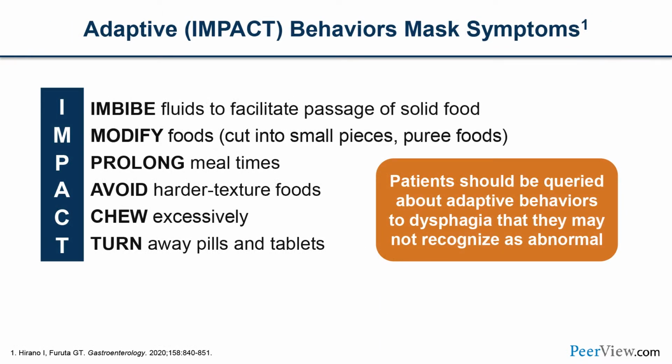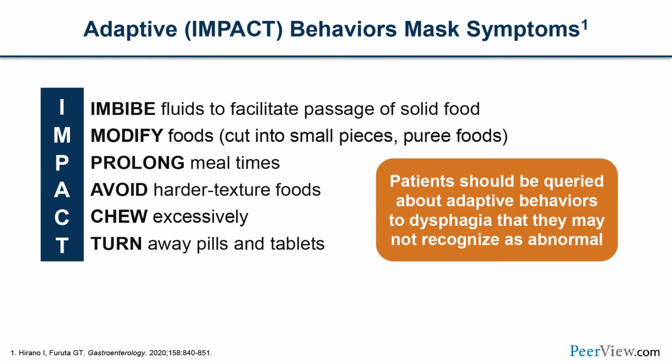The important thing to realize is that when you're doing the history, particularly for adolescents and adults, it's not as simple as saying, hey, do you have any trouble swallowing? Because most of the time, people will say no. What you really have to do is delve into the symptoms and subtle behavioral differences with eating. And this acronym, IMPACT, is a way to think about that.